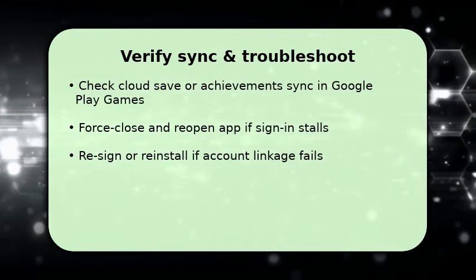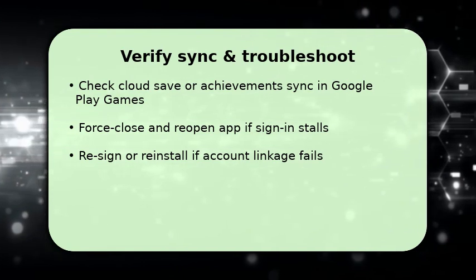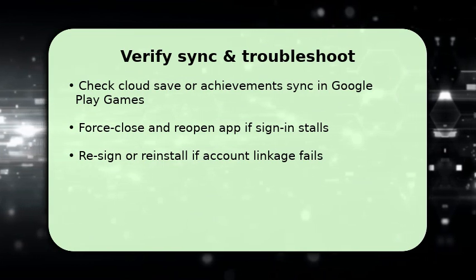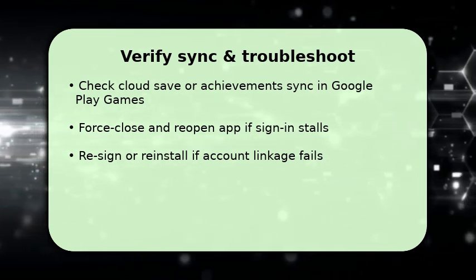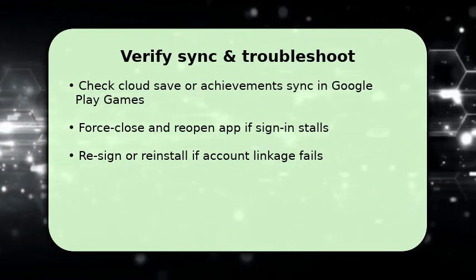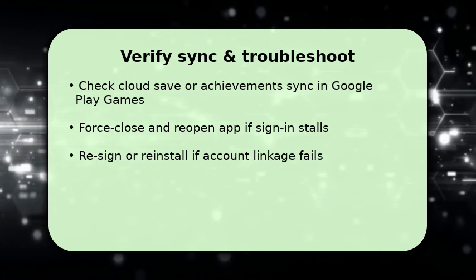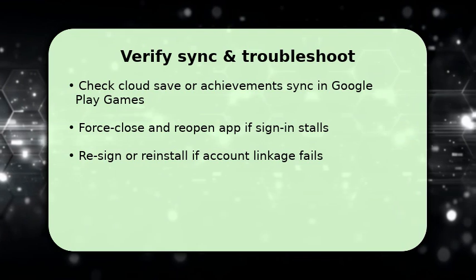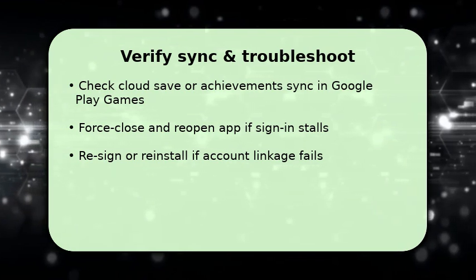Finish by confirming your game data is syncing with Google Play Games. Open the Play Games app, view achievements or cloud saves for the linked game, and play briefly to verify progress updates. If sign-in stalls, force close both the game and Play Games, then reopen and retry. Once done, make sure you're on the same Google account. If problems persist, sign out and back in or reinstall the app. This often clears corrupted local data and restores a clean connection.